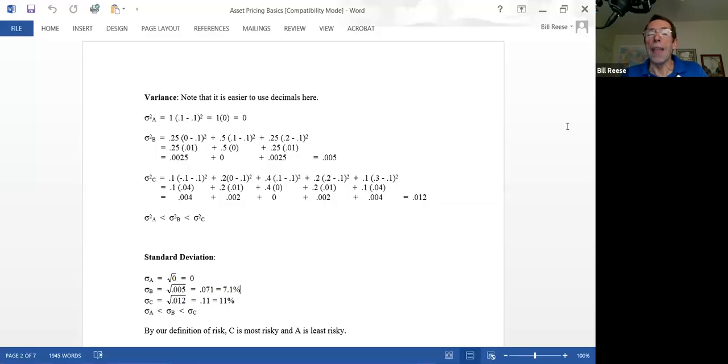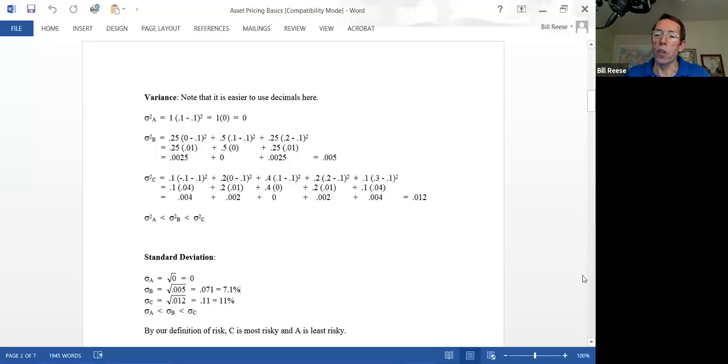Okay, so if we assume that everybody is risk averse, then investors will require, and we talked about this last time, a risk premium for taking on risk. They'll say, hey, if all else is equal, I want stocks with a lower amount of risk. But if all else isn't equal, I also want a higher expected return. So stocks that have more risk are going to have a risk premium.